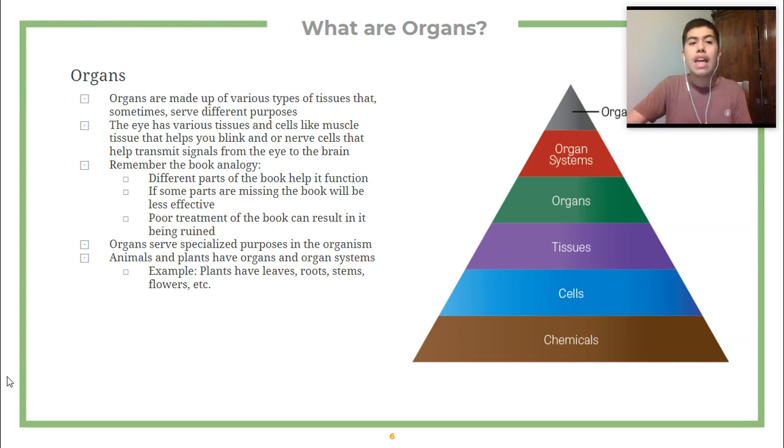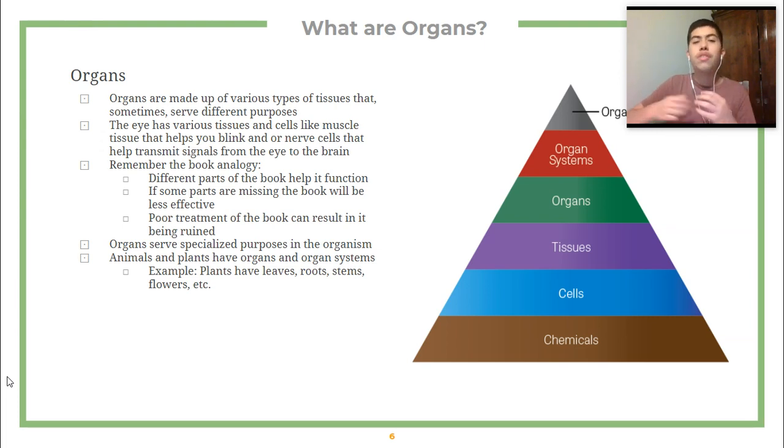And then remember the book analogy that we learned during the at-home activity. Different parts of the book help it function. If some parts are missing, the book will be less effective. And poor treatment of the book can result in it being ruined. So if you spill water on it, or you drop it on the ground and the pages scatter, poor treatment of the book will result in it being ruined. So it'll be harder to read. You won't be able to make out what it says on the pages.